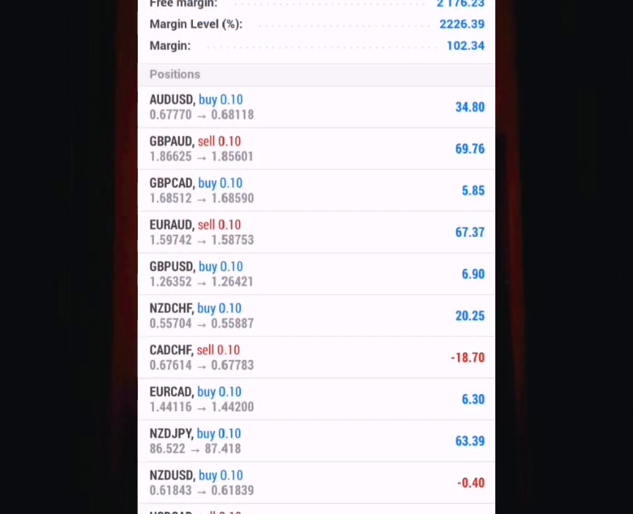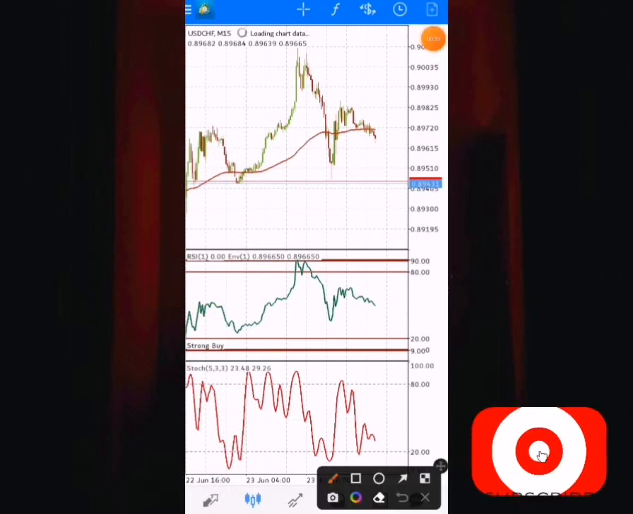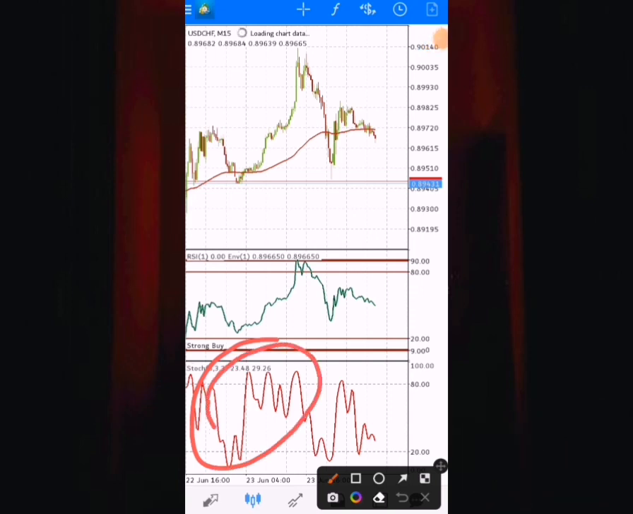Today I want to show you how to make a lot of money in forex using this simple strategy. Okay, it is the same RSI strategy, just that I have included the stochastic oscillator. We have three things to observe: the oscillator, the RSI, and the 100 period moving average.